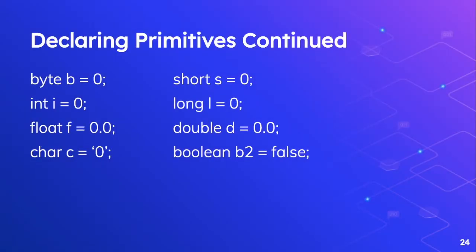So here's an example for each one. byte b equals 0, int i equals 0, char c equals, well, that's a 0, in char quotations. So chars are single quotations. The double quotations are strings, so we'll get to that later. And then like boolean b2 equals false.